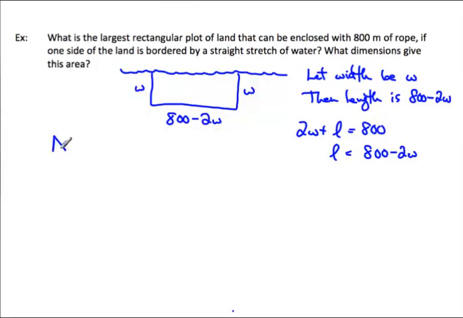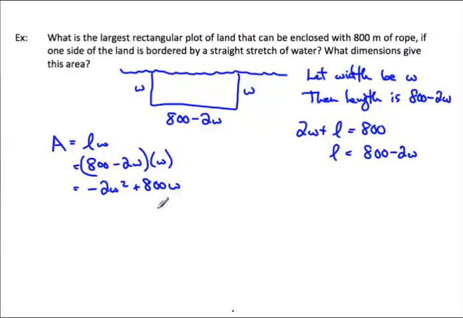Now that we've done that, we can write area, which is equal to length times width for a rectangle, as 800 minus 2W times W. That's important because now there's only one variable on the right-hand side. And if we expand that and put it in the order of descending powers like we usually do, then we get area is equal to negative 2W squared plus 800W.